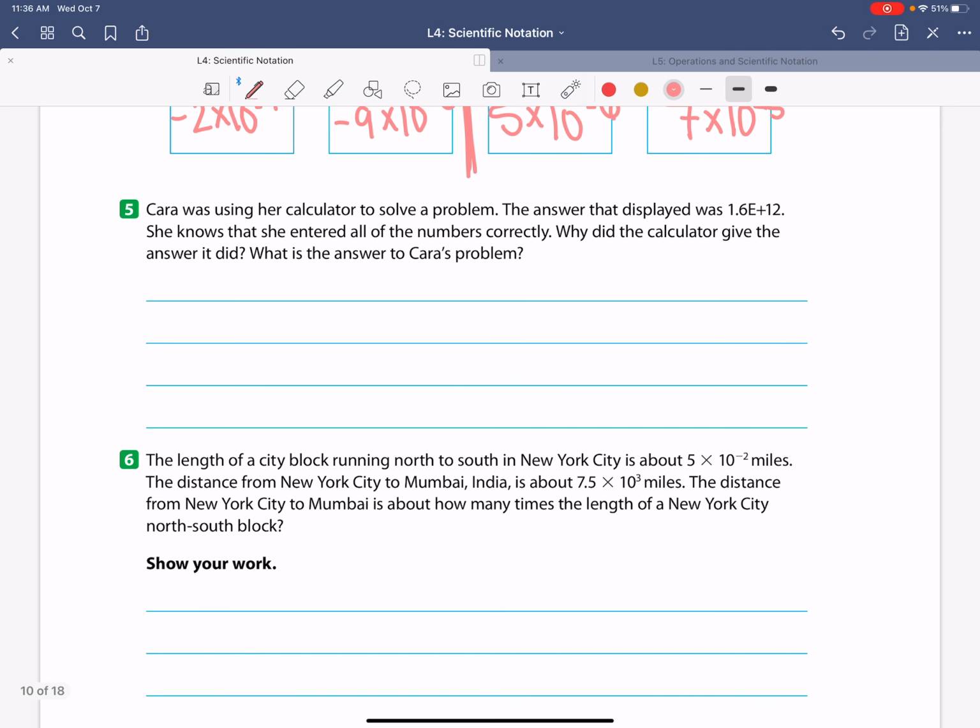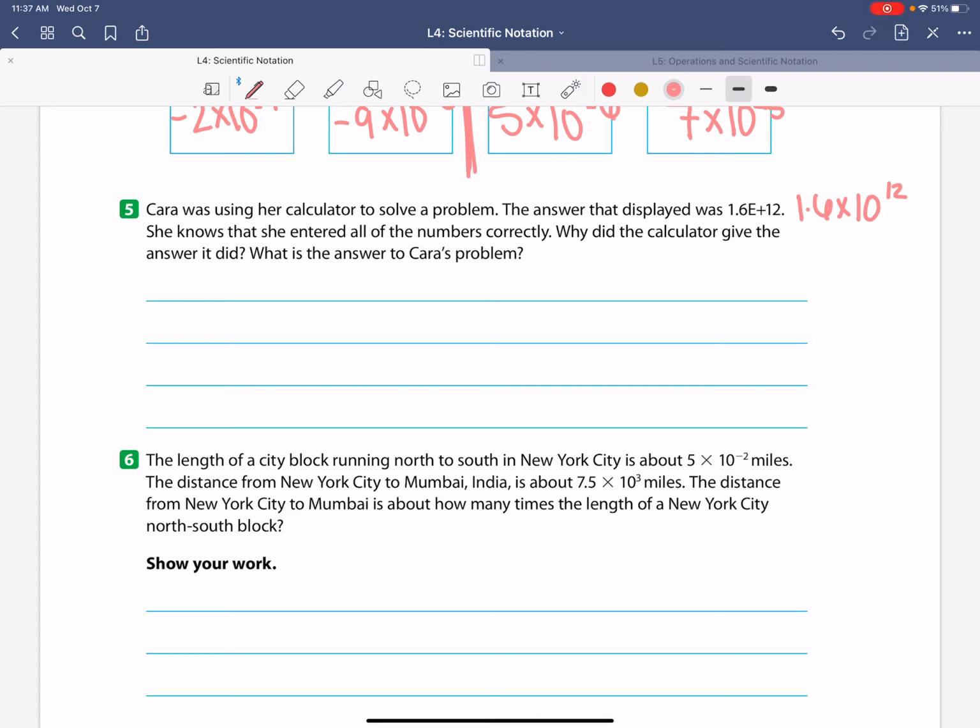Moving on to number 5. Cara was using her calculator to solve a problem. The answer that displayed was 1.6e plus 12. So this just means that is 1.6 times 10 to the 12th power. She knows that she entered all the numbers correctly. Why did the calculator give the answer it did? And what's the answer to Kara's problem?